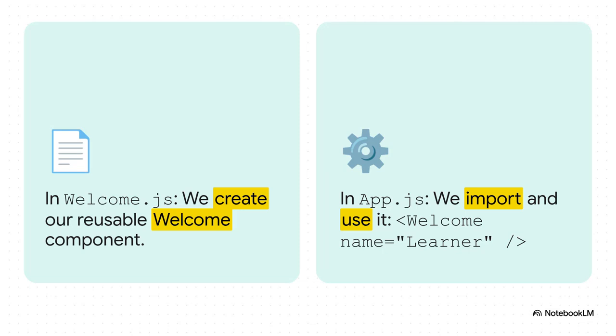So how do we actually use this thing? It's a two-step process. First, in a new file, we create our welcome component just like we saw. Then, back in our main app.js file, we just import it right at the top. And now check this out. We can use it just like a normal HTML tag. See how we wrote welcome name equals learner? That name equals learner part, that's us putting the data into the delivery package. React then passes that package to our component where it becomes props.name.